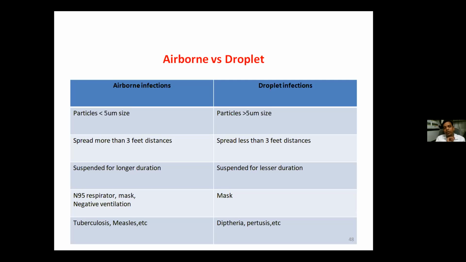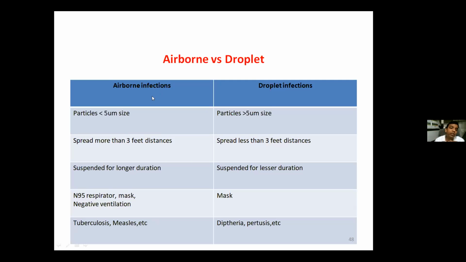The next thing is airborne and droplet infections. I often ask people in my audits how tuberculosis spreads, and people answer that it is a droplet infection. Understand the difference. Droplet infections are due to pathogens or particles that are more than 5 microns in size, while in airborne infections, the pathogens are less than 5 microns in size. Droplet infections do not spread more than 3 feet. The particles immediately fall to the ground and become non-viable.